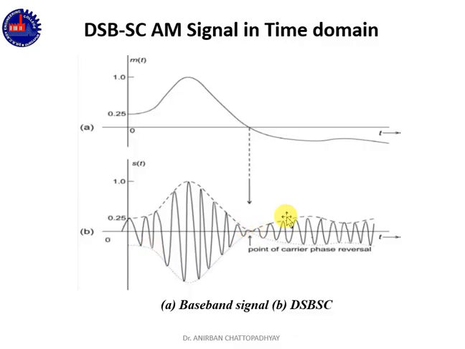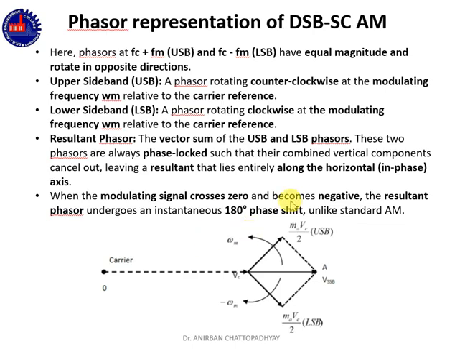When the modulating signal crosses zero, the resultant phasor undergoes an instantaneous 180-degree phase shift. This is the difference between conventional AM and DSBSC signal. Remember, this is the most important thing. When the modulating signal crosses zero, the resultant phasor undergoes an instantaneous 180-degree phase shift. So this is all about the DSBSC AM phasor diagram. If you need to draw it in the exam, you need to draw it and write these points. This is enough to score full marks.